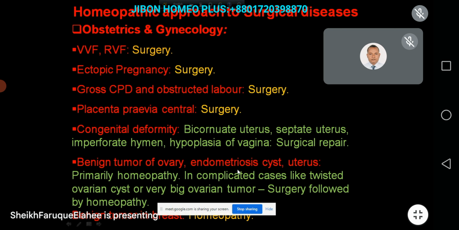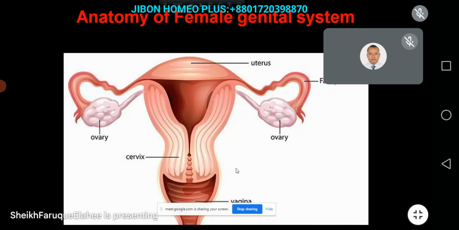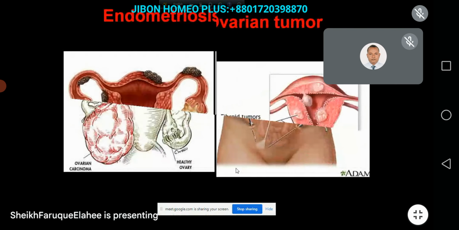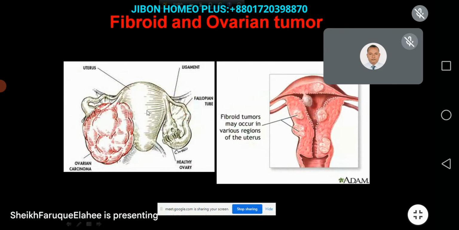Now let us come to another case. This is called endometriotic cyst. It is also common. It comes to us. What will you do? Let us first see what endometriosis is. And this is, you see, the uterus, and this is an ovarian tumor. This is a big ovarian tumor.